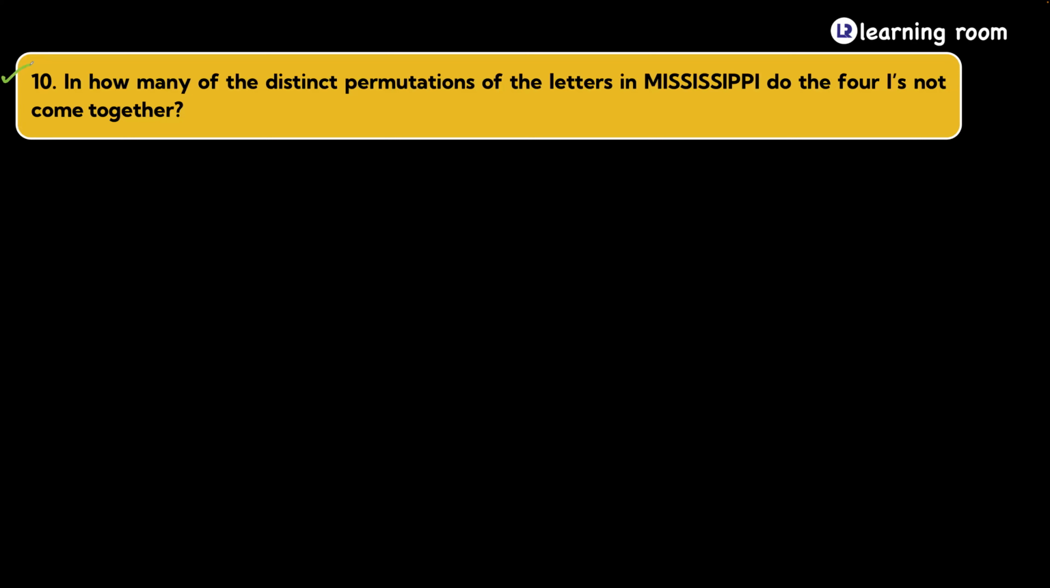Tenth question is, in how many of the distinct permutations of the letters of Mississippi do the four I's not come together? So they don't want the four I's to come together. Okay, listen. First of all, how many letters are there? 1, 2, 3, 4, 5, 6, 7, 8, 9, 10, 11.